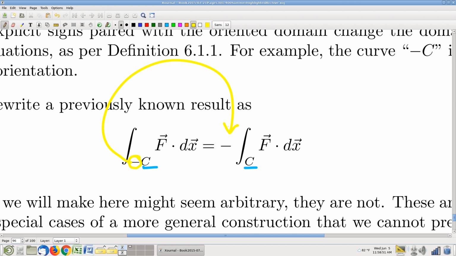Everybody on board? Now I emphasize in this discussion here, the curve C is a curve. Its orientation is neither negative nor positive. Curves are oriented with geometric ideas. They're oriented, you might say, counterclockwise or clockwise. There's no such thing as positive and negative on the curve itself. But negative C means the opposite of whatever C is.